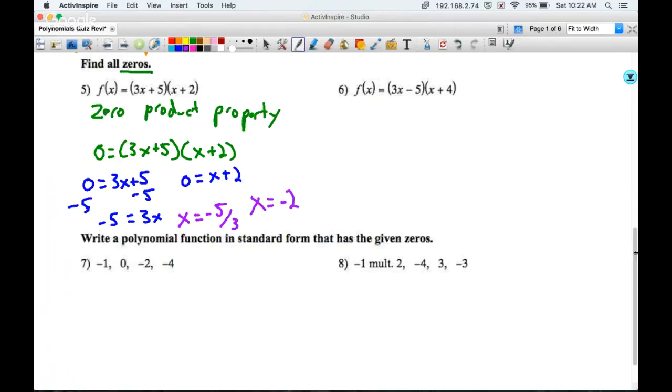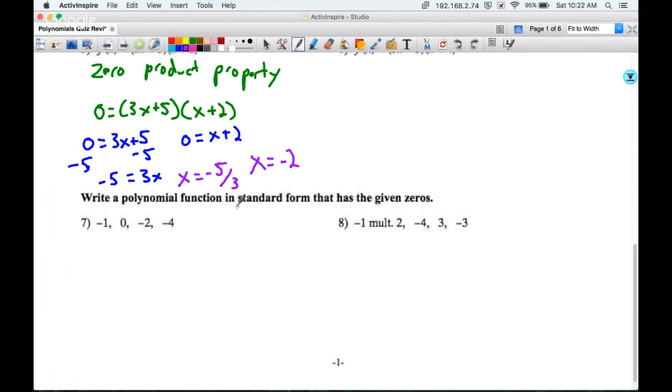All right. Moving on, write a polynomial function in standard form. We'll talk about what standard form means that has the given zeros. So it's really easy to write it in factored form. The hard part is going to be converting it to standard form. Factored form, we just can use that zero product property in reverse, and we'll just say y equals x plus 1. This way, it will definitely have a 0 at negative 1, because that'll make this linear factor here equal to 0. There should be an x for that 0 at 0, x plus 2, x plus 4.